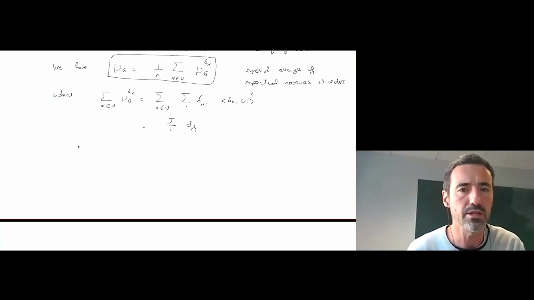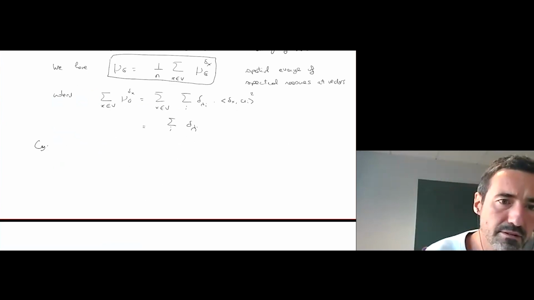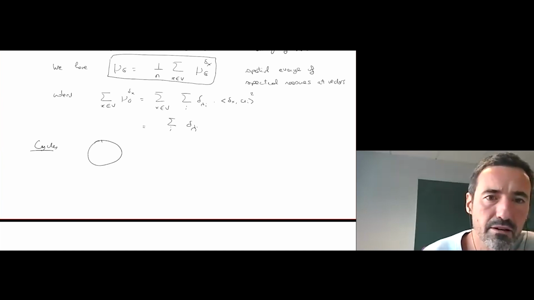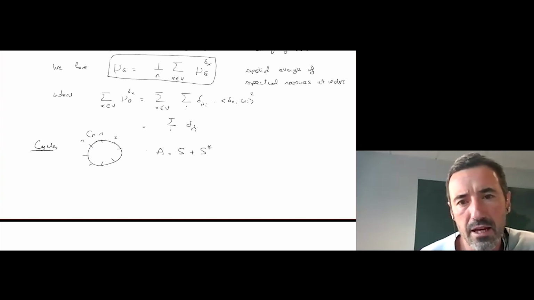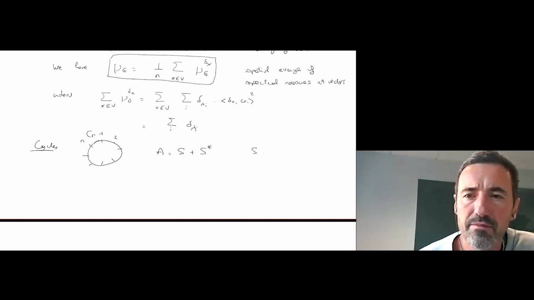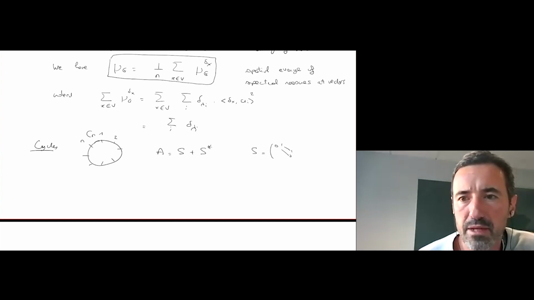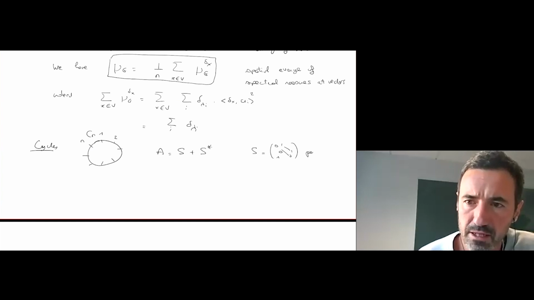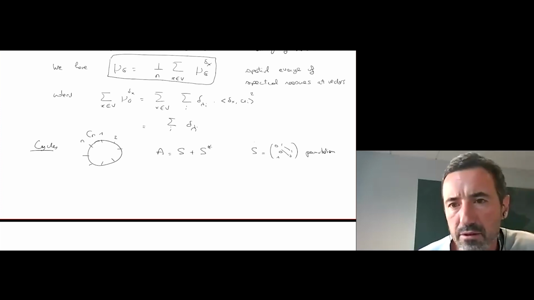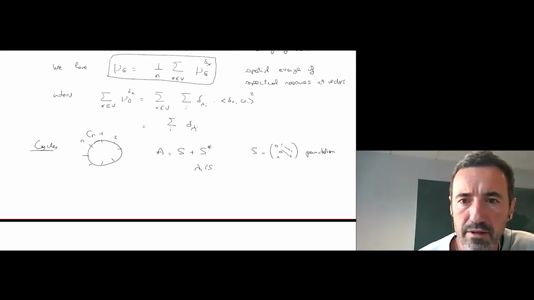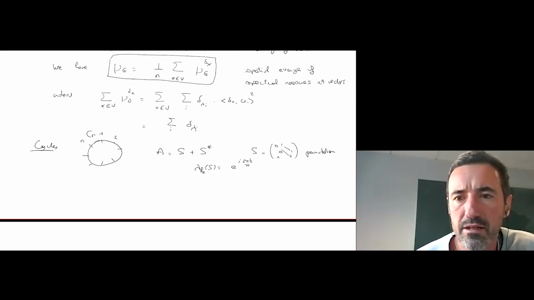We can make some explicit computation, just to have some concrete example. If you have the cycle of length n, let's call that C_n, with n vertices, you can write this adjacency matrix. What are the eigenvalues of that? You can write A as S plus S transpose, S star, where S is this matrix. Okay, it's a permutation matrix. And so the eigenvalues of S are the roots of unity. So the lambda_k of S, maybe I can index them by k, are e^{2 pi i k over n}.